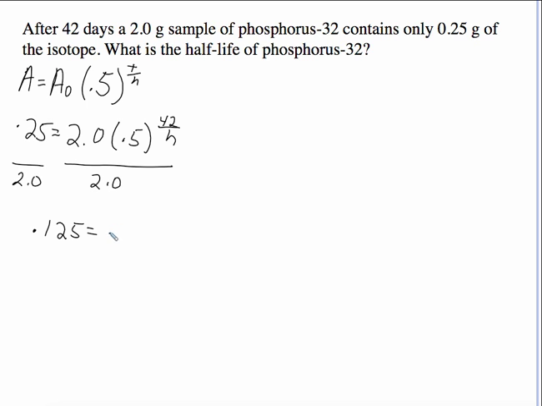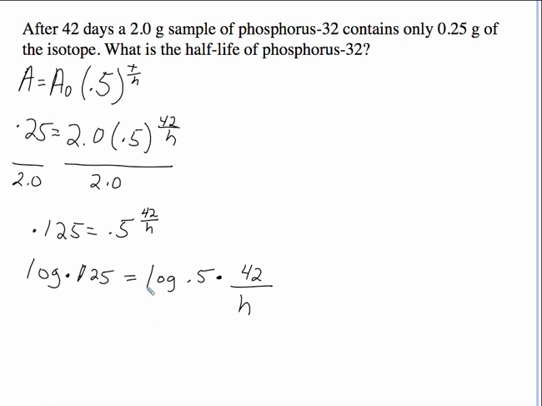Then that's going to be equal to 0.5 to the power of 42 over h. Okay, we need to bring the 42 divided by h out of the exponent, bring it down to the level where the 0.125 and the 0.5 are, so we're going to take the log of both sides. So log of 0.125 is equal to the log of 0.5, but since we log both sides, the 42 over h comes down to the same level.